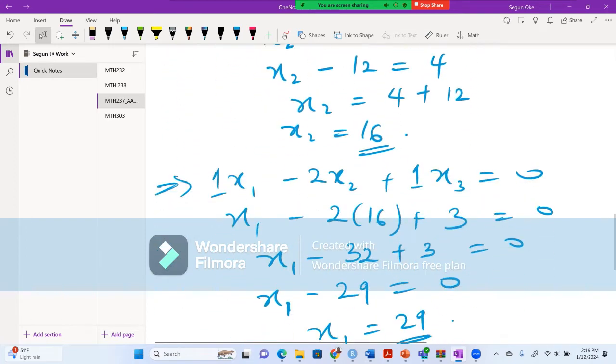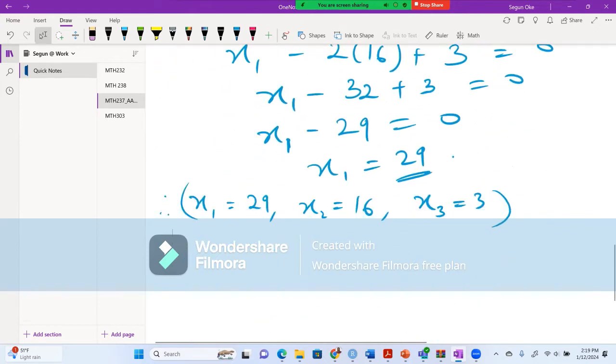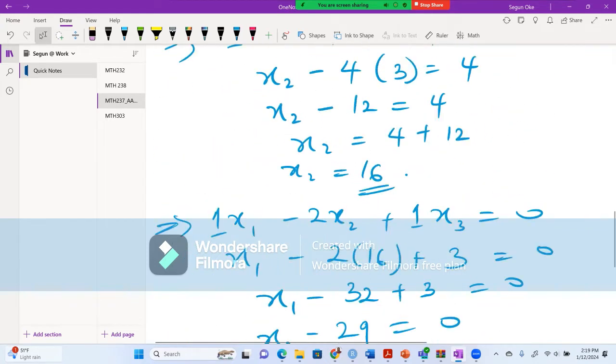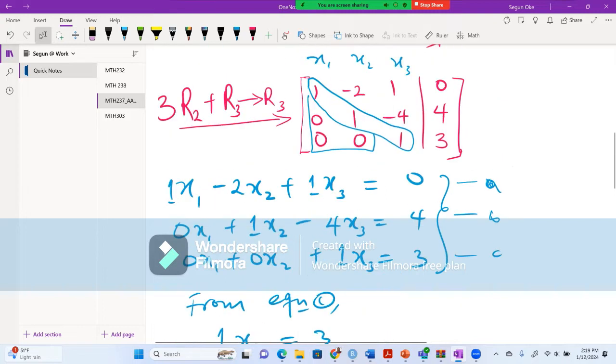Any question? Okay. So by the way, the method we use at this point, this particular part of the equation that we did from here, what we call back substitution.